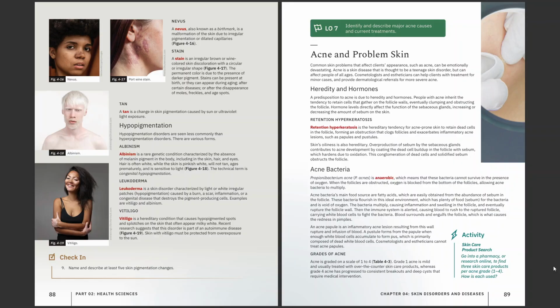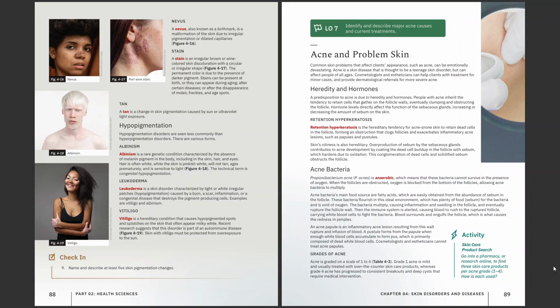Learning objective number 7. Identify and describe major acne causes and current treatments. Acne and problem skin. Common skin problems that affect clients' appearance, such as acne, can be emotionally devastating. Acne is a skin disease that is thought to be a teenage skin disorder, but can affect people of all ages. Cosmetologists and estheticians can help clients with treatment for minor cases and provide dermatological referrals for more severe acne.